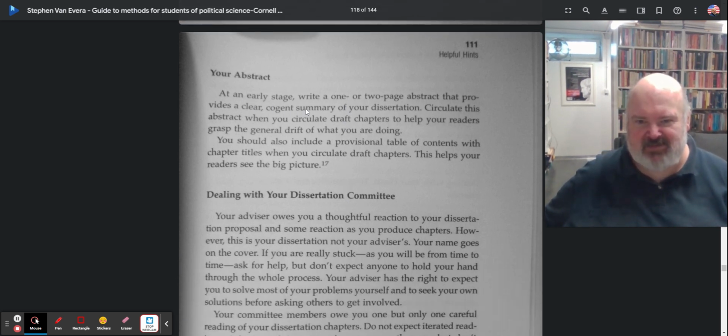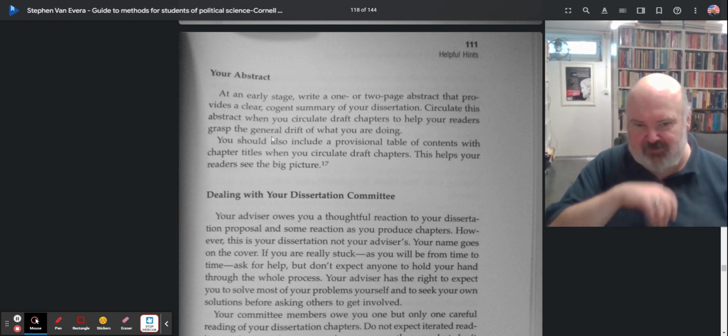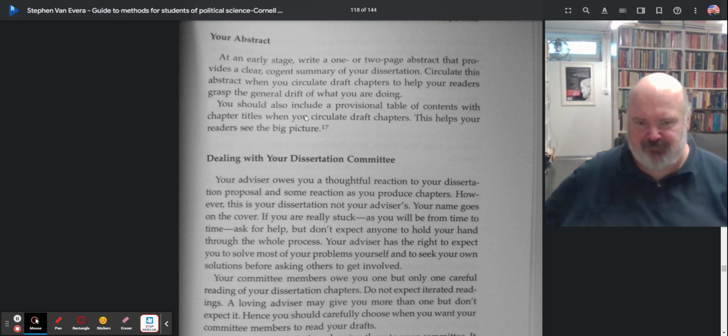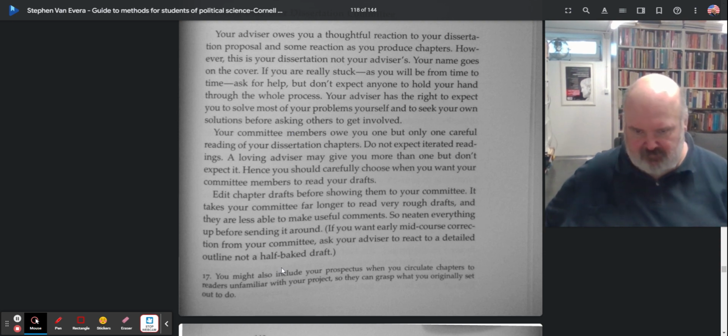At the early stage, write out a one or two page abstract that provides a clear, cogent summary of your dissertation. Circulate this abstract when you circulate draft chapters to help readers grasp the general drift of what you're doing. You should also include a provisional table of contents with chapter titles when you circulate a chapter. This helps readers see the bigger picture, right? You might also include your prospectus when you circulate chapters to readers unfamiliar with your project so they can see what you originally set out to do.